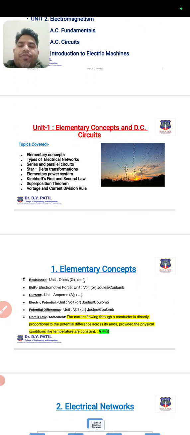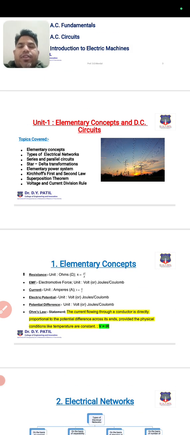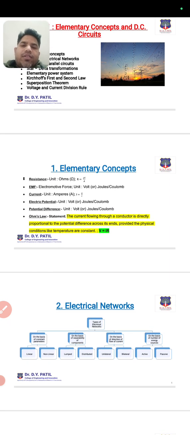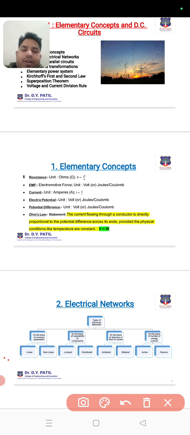We start with the elementary concepts of DC circuits, the first unit, and there are some important concepts which we will cover now. First is the resistance. So what is resistance? We are all familiar with it: the opposition to the flow of current. Whatever opposition there is, we call it resistance. The formula of resistance is R equals rho L divided by area.